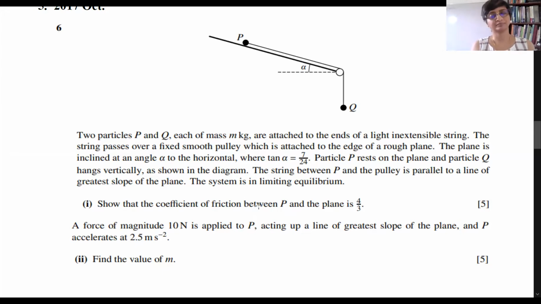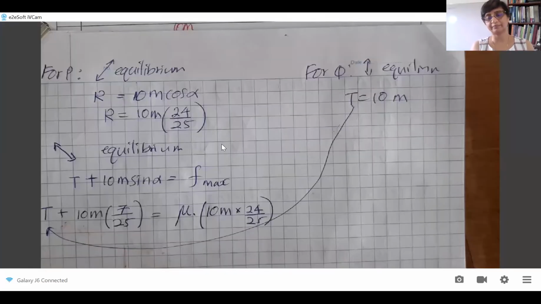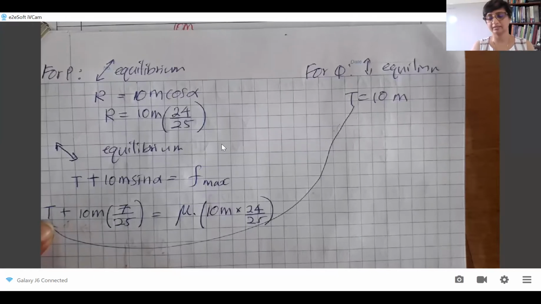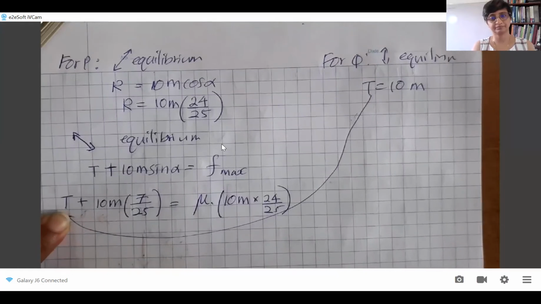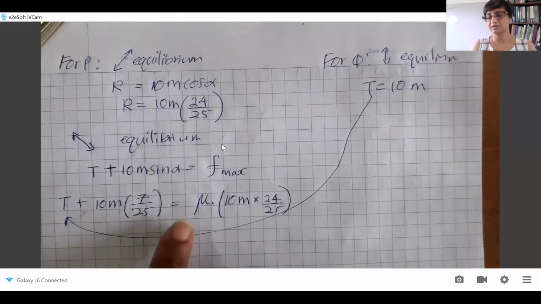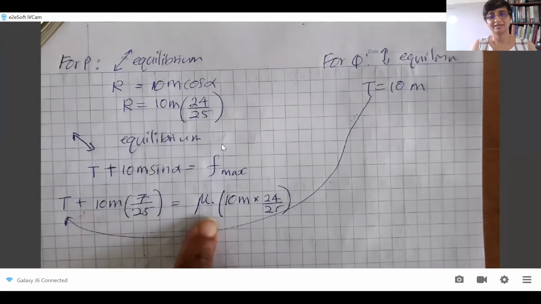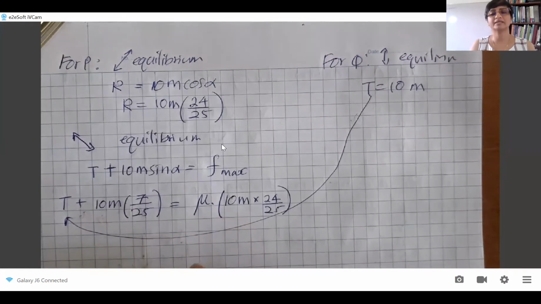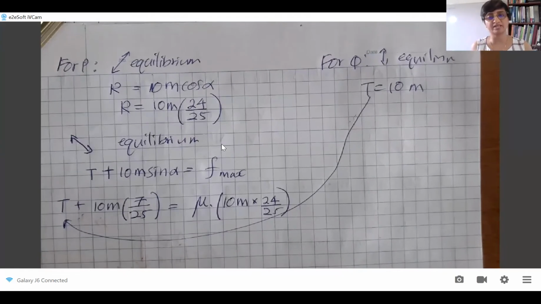Now we know for the vertical equilibrium of Q, T is equal to 10m. So when I substitute that into the previous equation which we formed there, that is 10m plus 10m into 7 over 25. The other side also has 10m, so I can cut off 10m from both sides, from each term. That is, you're dividing the whole equation by 10m. So 10m, 10m will take off. Nathan, do it leisurely.